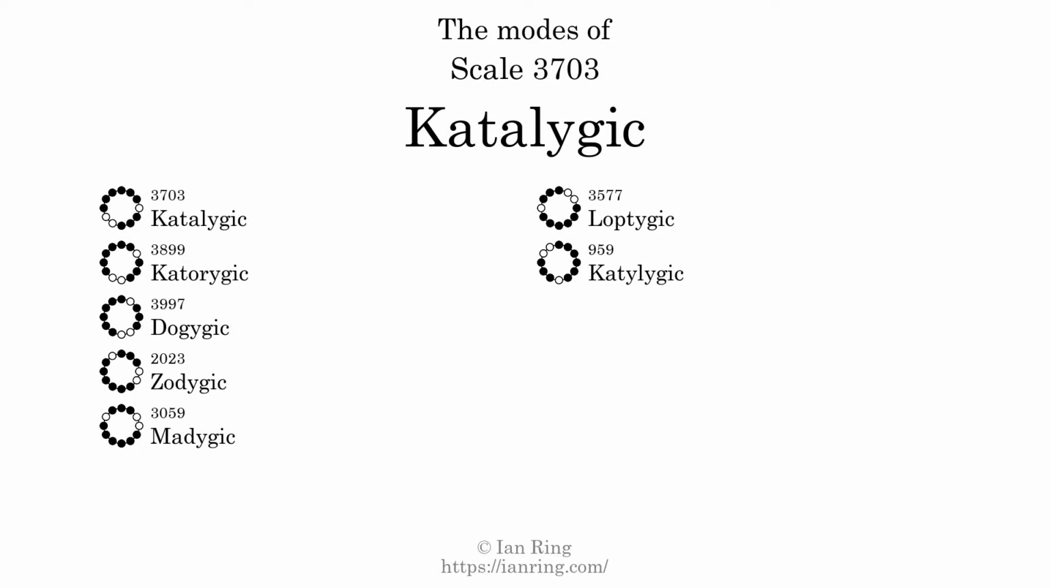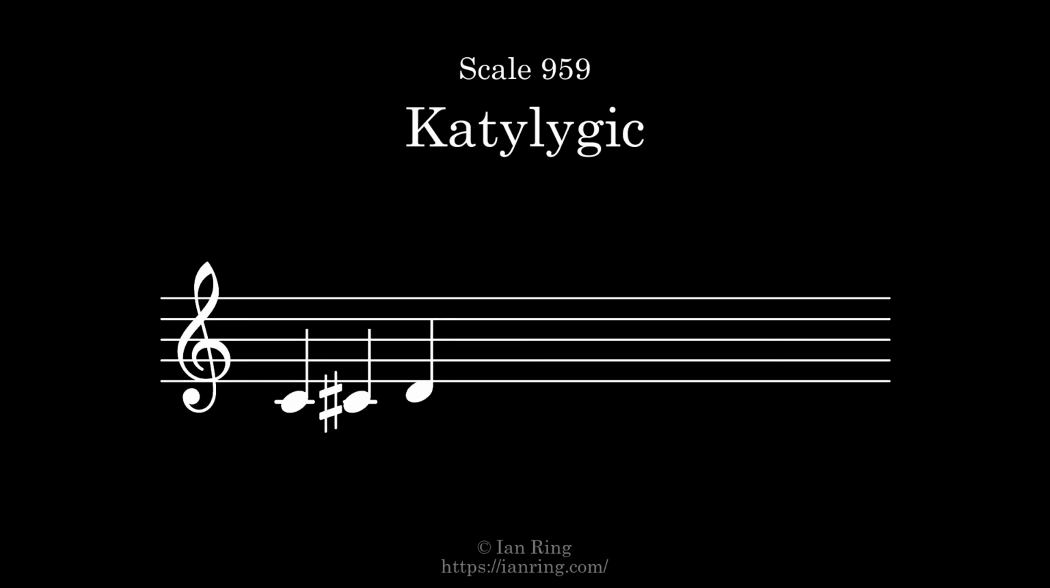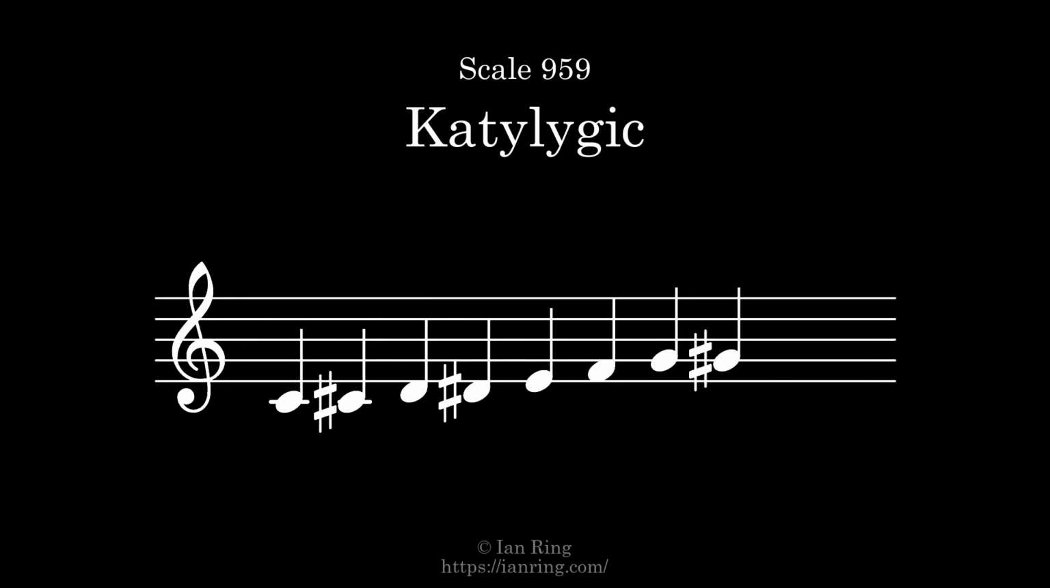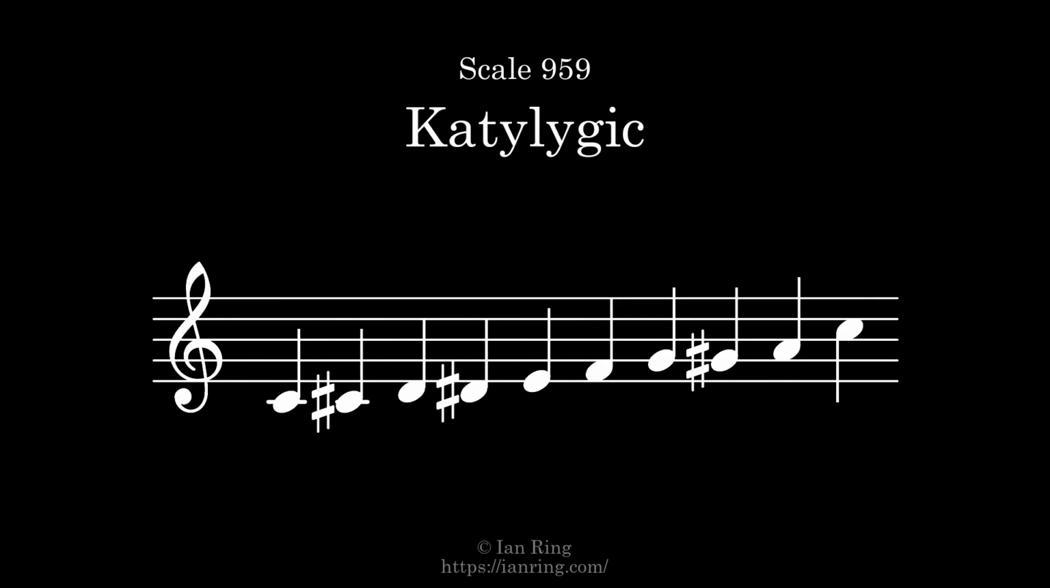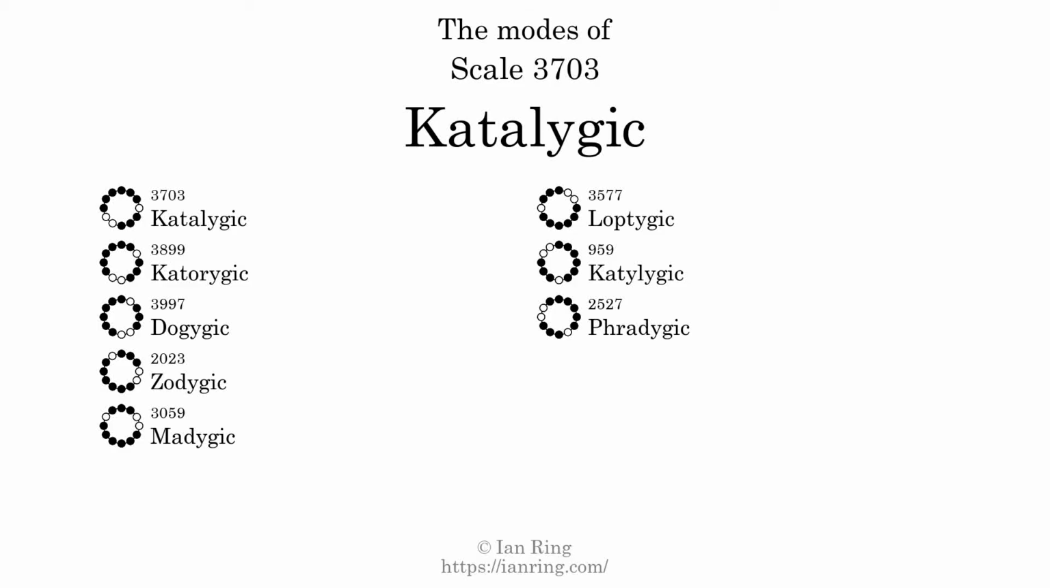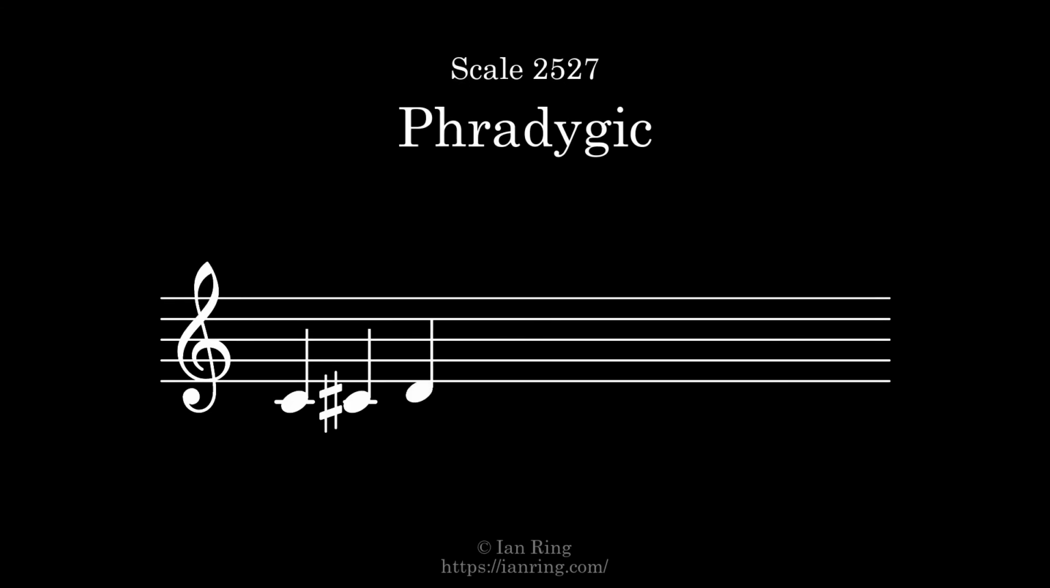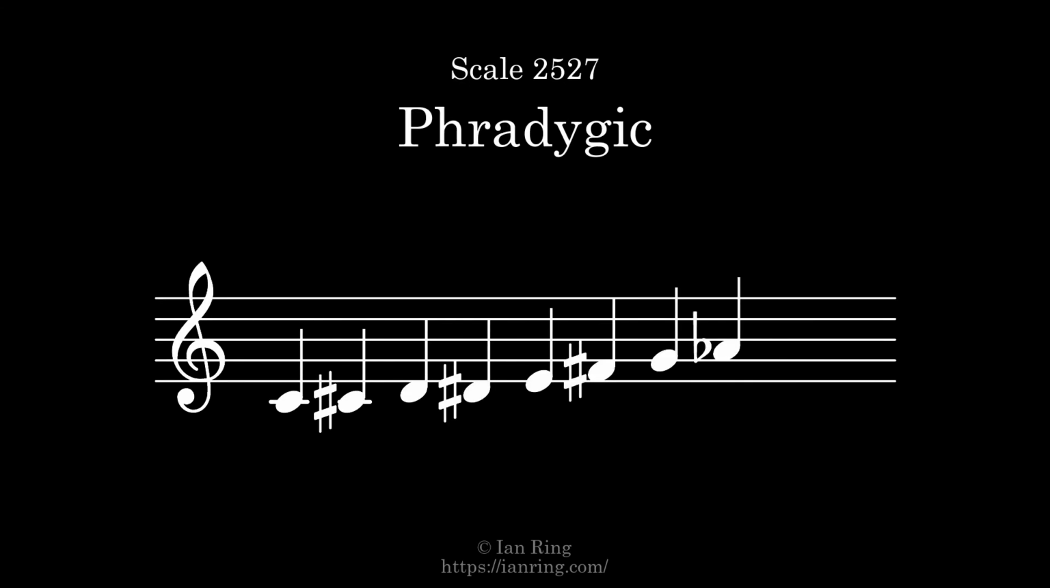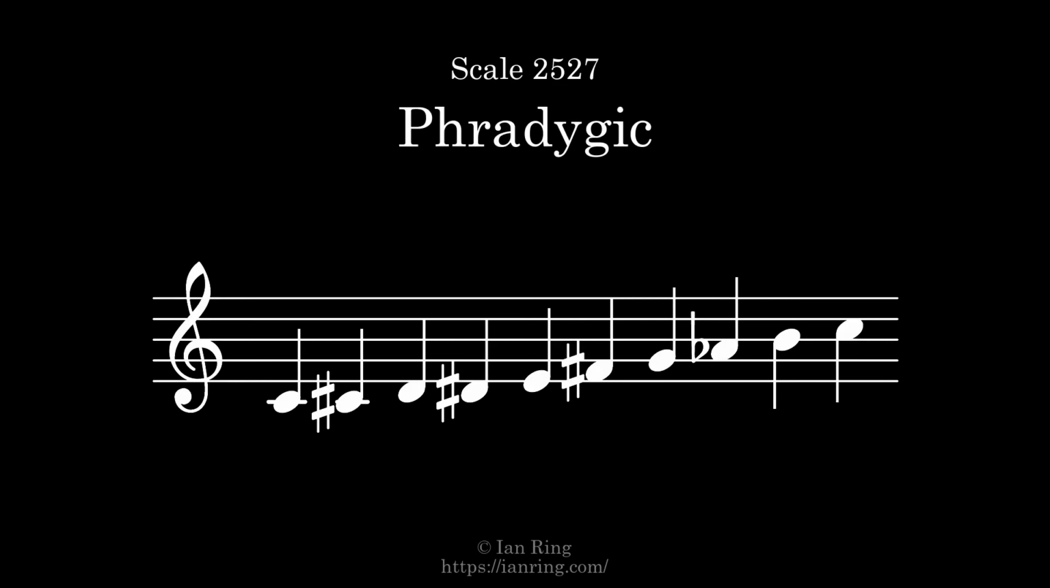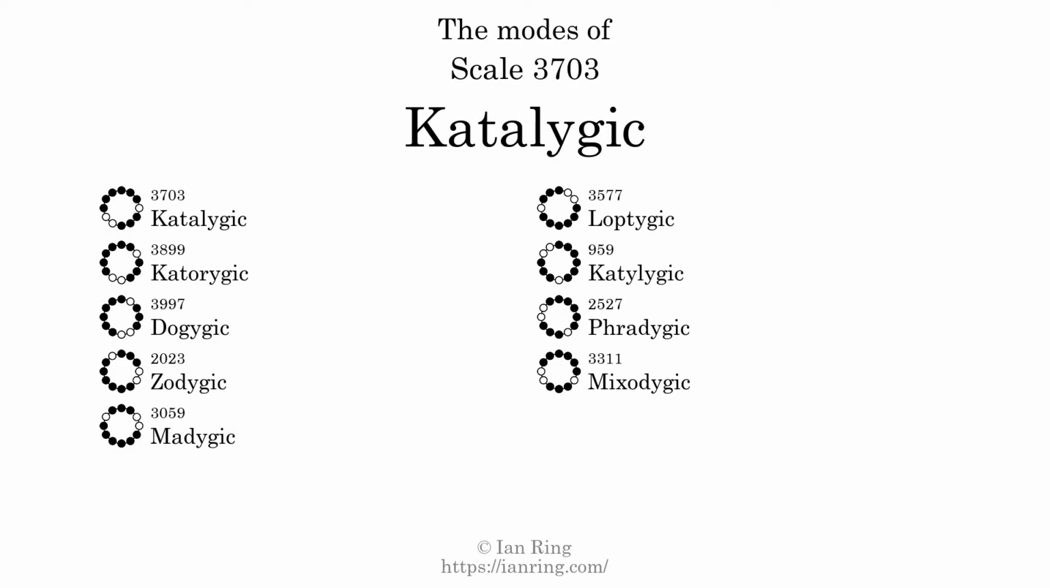The seventh mode is scale 959, also known as Katalygic. It sounds like this. The eighth mode is scale 2527, also known as Digigic. It sounds like this. The ninth and last mode is scale 3311, also known as Mixodigic. It sounds like this.